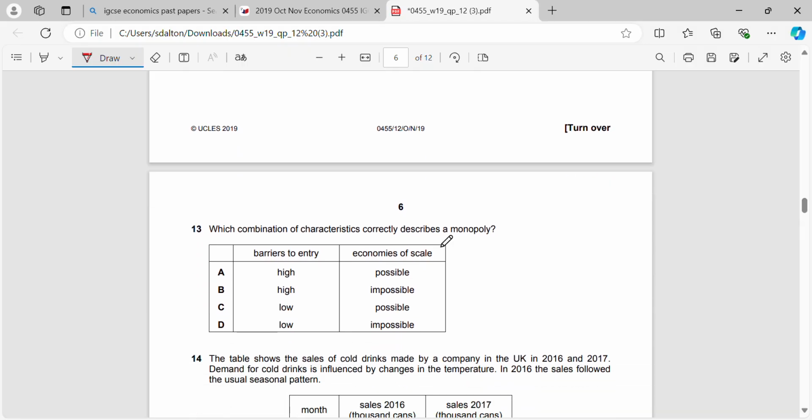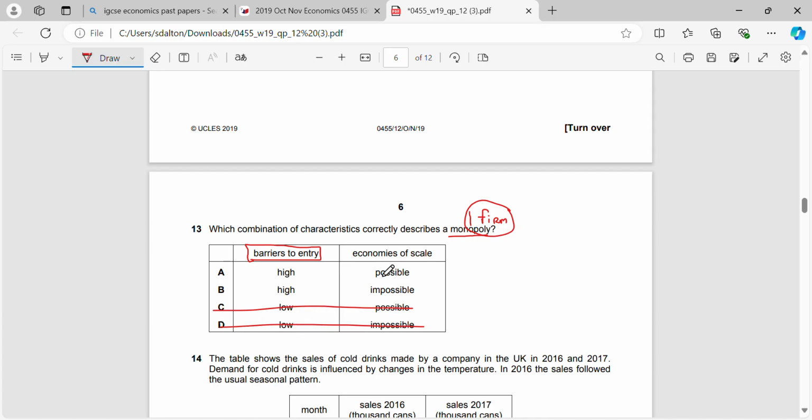Okay, 13. Which combination of characteristics correctly describe a monopoly? Okay, so remember, a monopoly, what is it? It's essentially one firm that controls the industry. Okay, therefore the barriers to entry are what stops or allows a firm to enter an industry. So if the barriers to entry are high, that would describe a monopoly, because we know that we only have one firm, so it must be difficult to enter the industry.